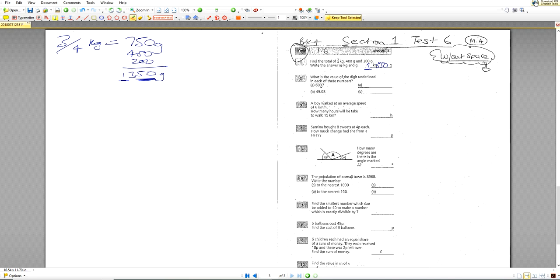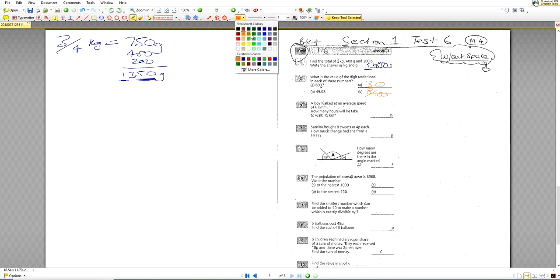So what is the value of the digit underlined in each of these numbers? So we have units, tens. Okay, so that's going to be worth 3 tens, which is 30. So here we have our tenths and then hundredths. So that'll be 8 hundredths. Lovely. Move on to the next question.